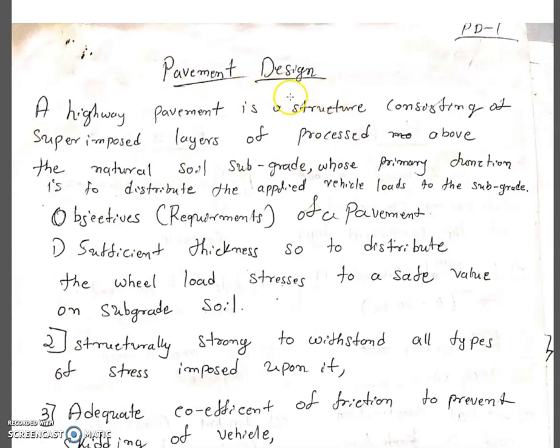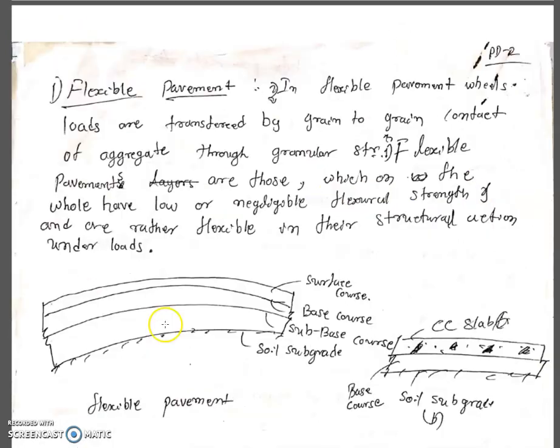Pavement design. A highway pavement is a structure consisting of superimposed layers of processed material placed above the natural soil, whose function is to distribute the applied wheel loads to the subgrade. This is the typical structure of pavement.